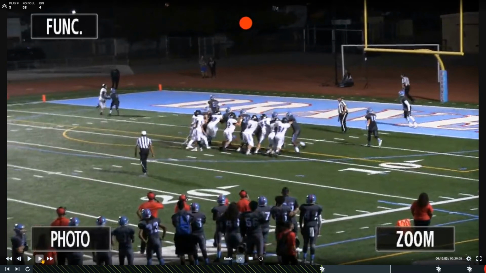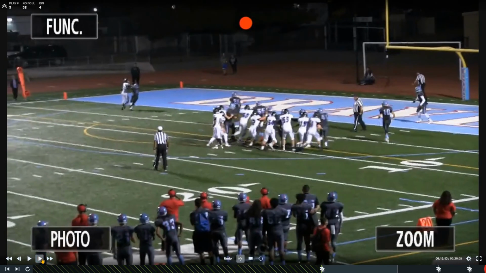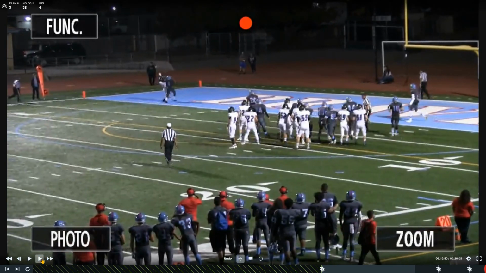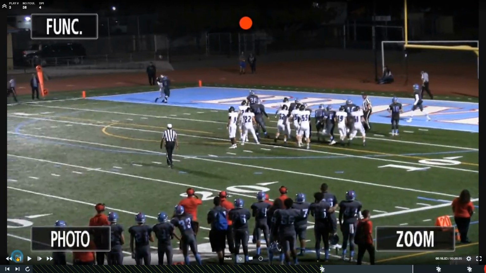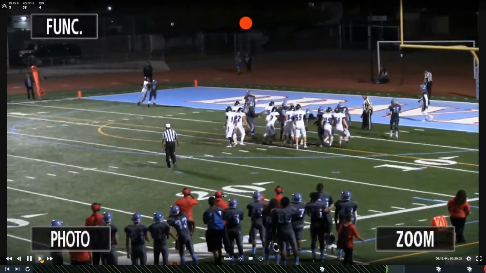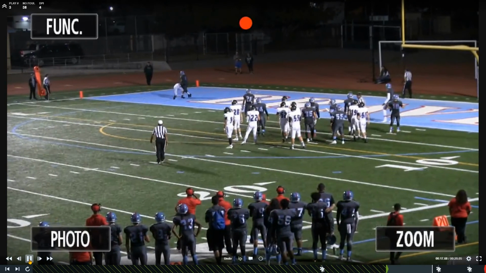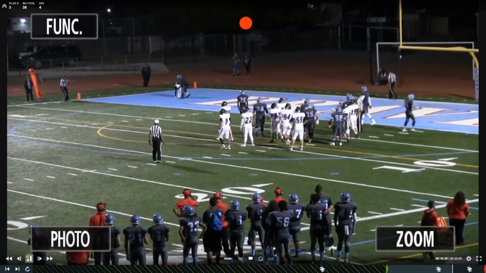Okay. Now, as it goes forward, the receiver, for whatever reason, goes inside. And the DB has the inside position. So most of his contact is caused by the offensive receiver, in my opinion. Let's see what they say.